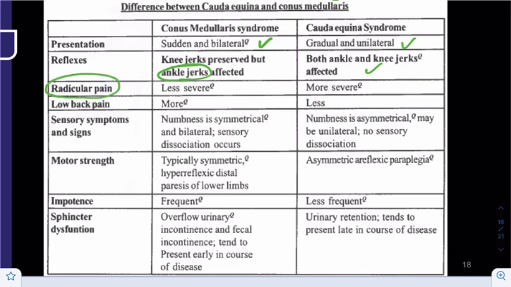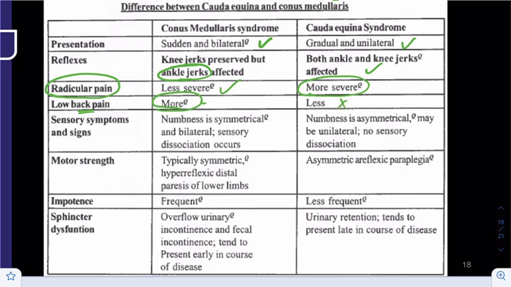Whereas radicular pain, that is root pain: your cauda equina is nothing but the bunch of the spinal nerves. They also constitute the roots. So cauda equina has more severe radicular pain, whereas in conus medullaris, the radicular pain is less severe. Whereas if you take low back pain, it is very common in case of the conus medullaris, but it is very less in case of the cauda equina.